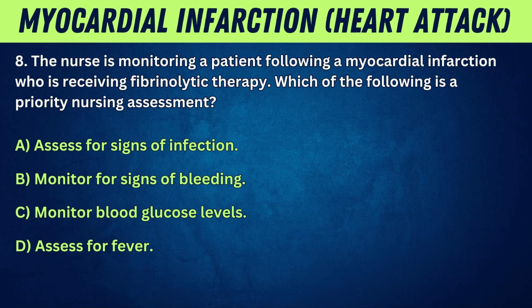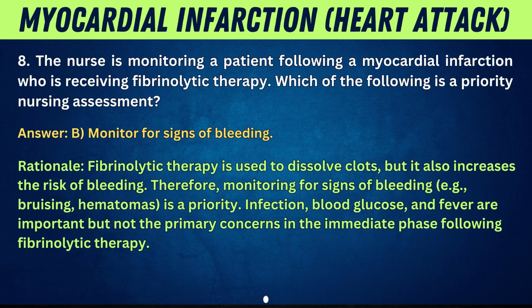8. The nurse is monitoring a patient following a myocardial infarction who is receiving fibrinolytic therapy. Which of the following is a priority nursing assessment? A. Assess for signs of infection. B. Monitor for signs of bleeding. C. Monitor blood glucose levels. D. Assess for fever. Answer: B.